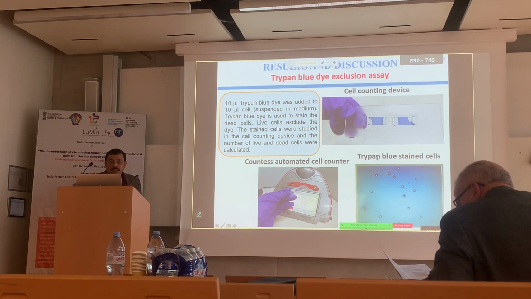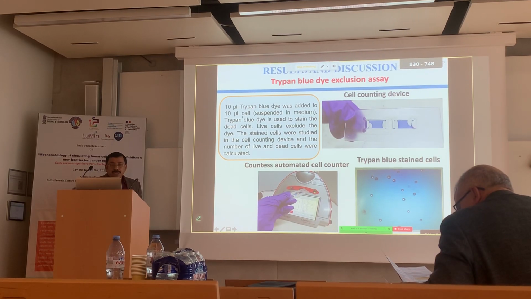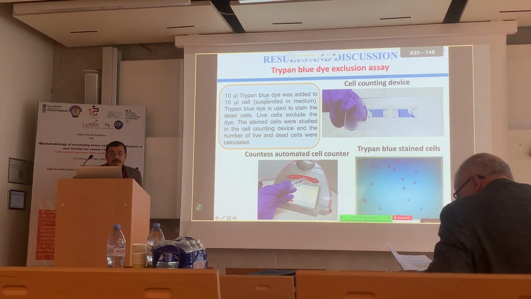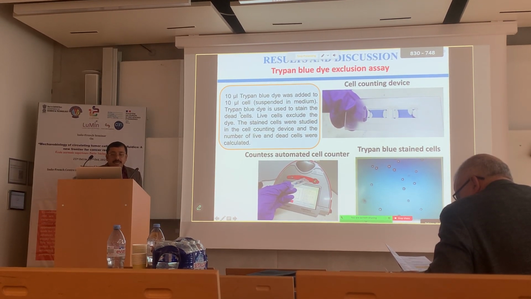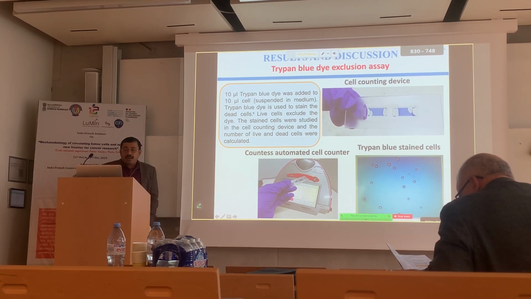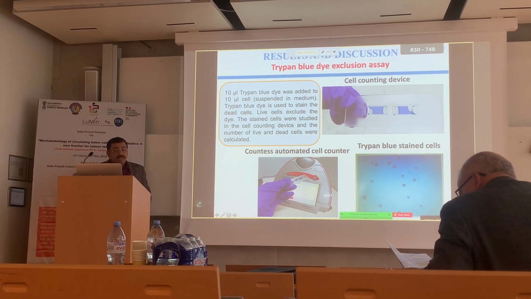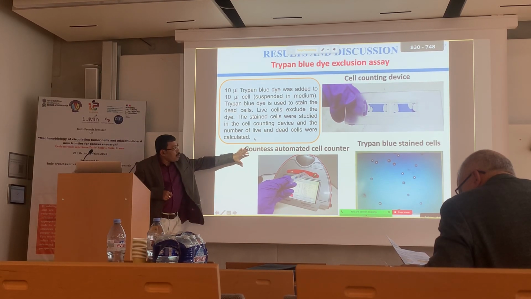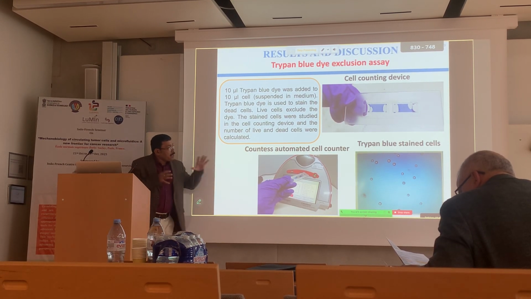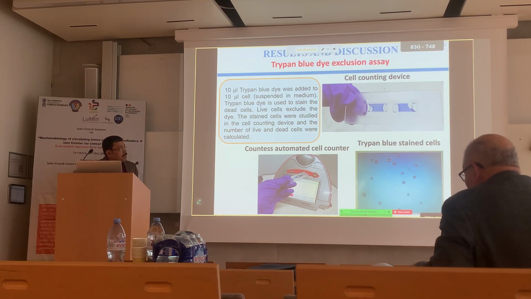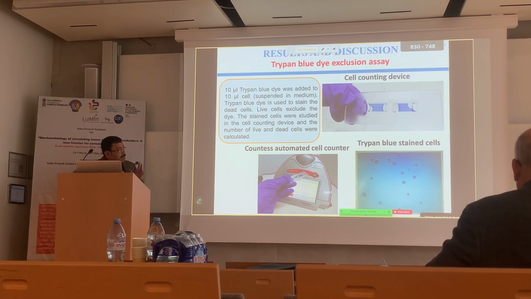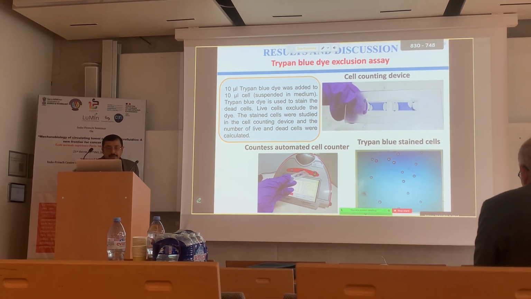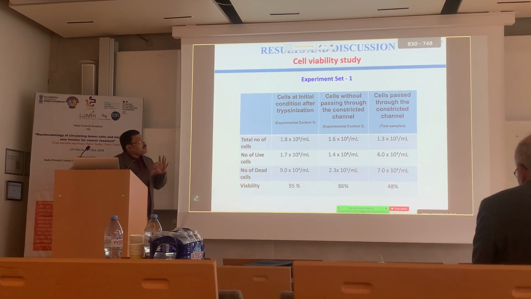So you can see that 10 microliter of trypan blue dye was added to 10 microliter of cells, and trypan blue dye is used to stain only the dead cells. So once we put it in the Countess automated cell counter, it actually counts the total dead cells in the plate. So now we have done several studies.